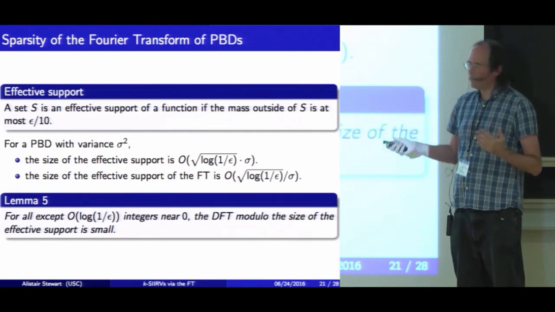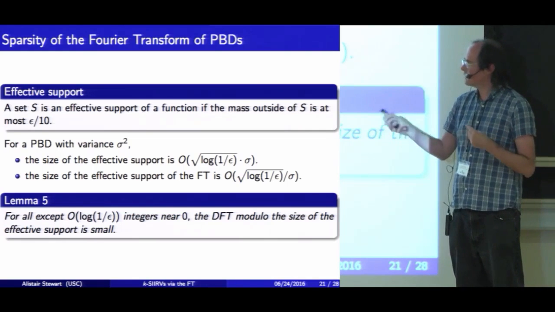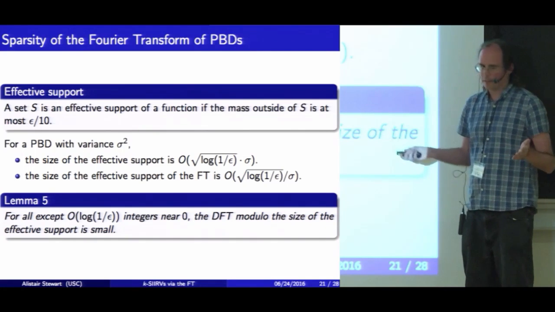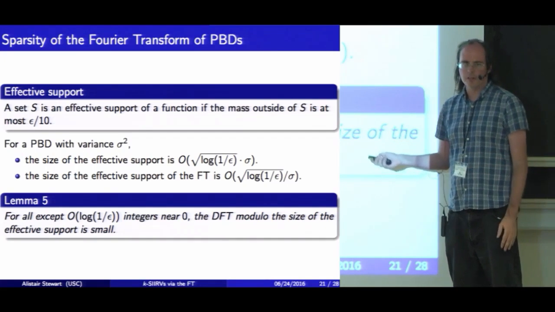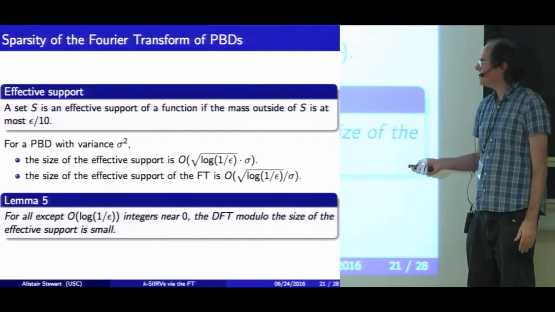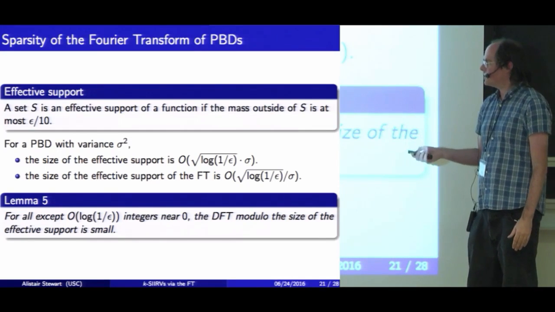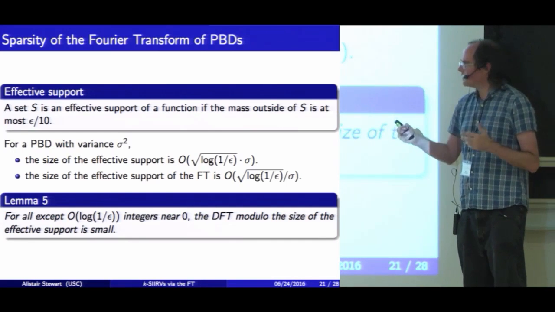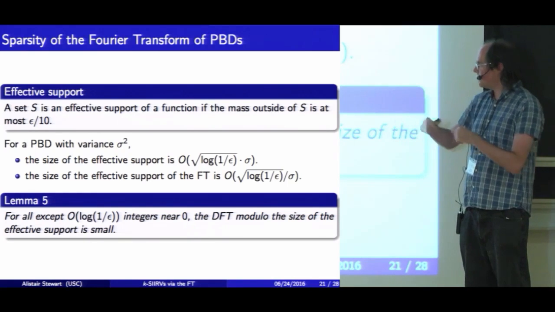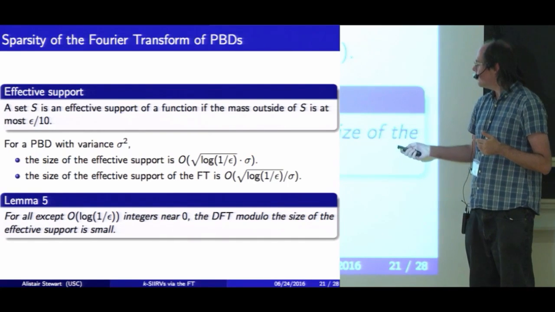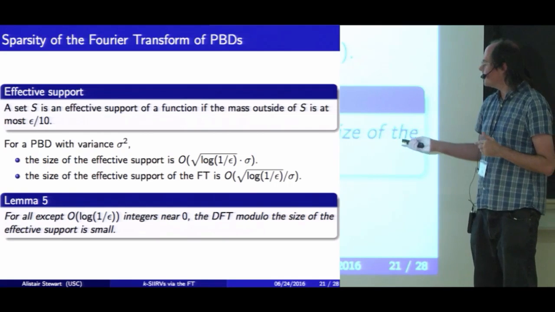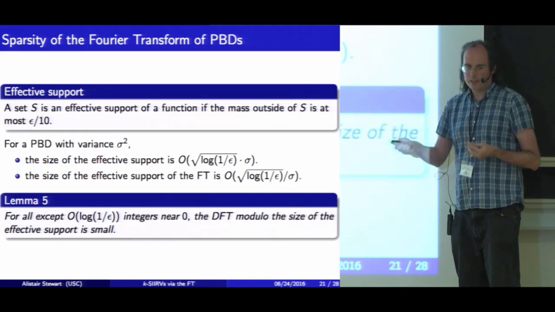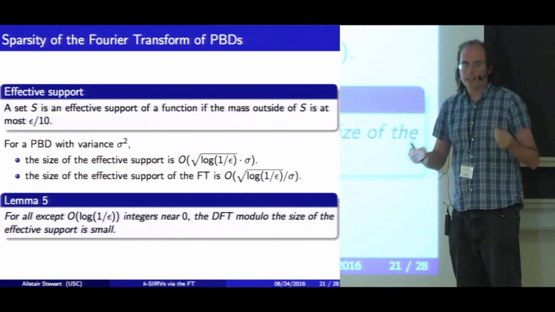So you look at the effective support, the support outside of which we can ignore an epsilon mass. And for one of these distributions, by standard concentration results, we just need to look at root log 1 over epsilon standard deviations. But we also show that we get a bound on the size of the effective support of the Fourier transform. Now this, just as the Gaussian had the reciprocal of the variance, is going to be root log 1 over epsilon divided by the standard deviation. And now, in the learning algorithm, we're going to construct a hypothesis which is supported on the effective support.